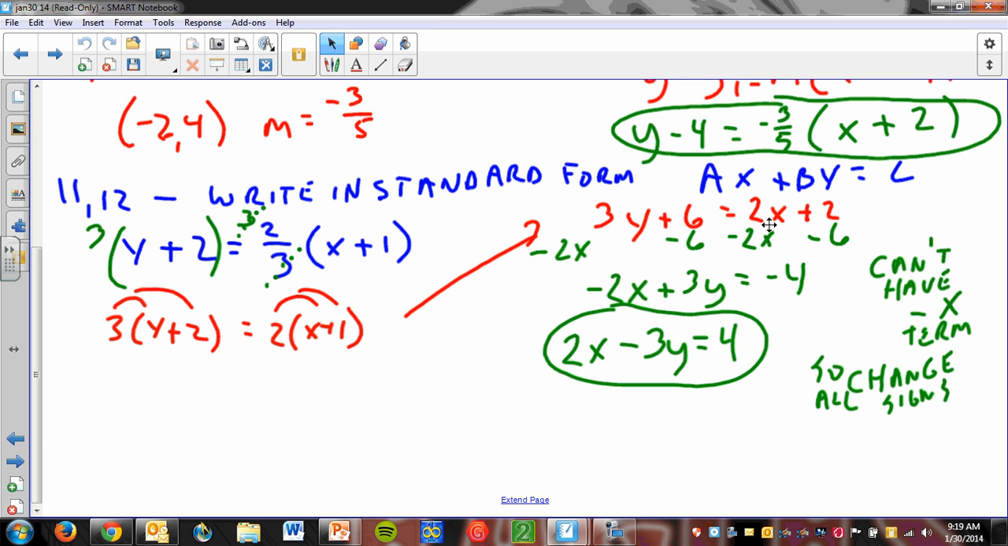I need to move the x to the other side and this number to the other side. So we'll subtract 2x from both sides, subtract 6 from both sides, and we get negative 2x plus 3y. Do not try and combine these. Do not try and combine those at all. Equals negative 4. But my x term cannot be negative, so that becomes positive, that becomes minus 3y, this becomes plus 4. Just like that.